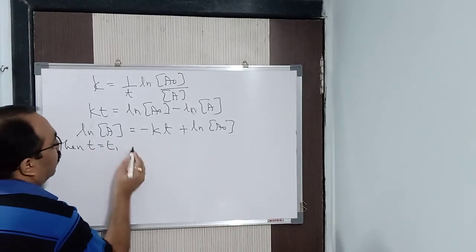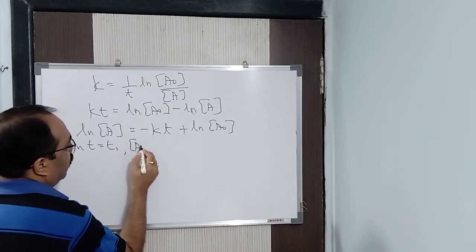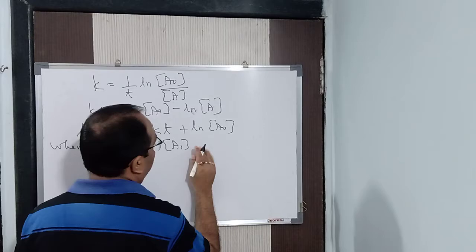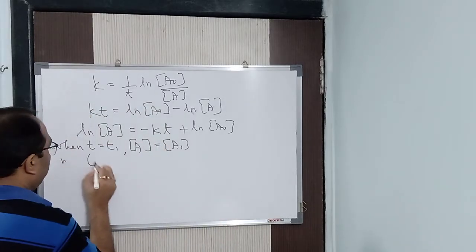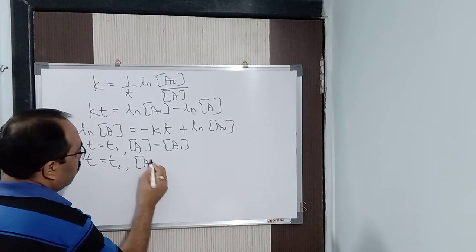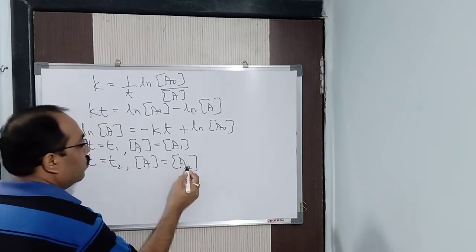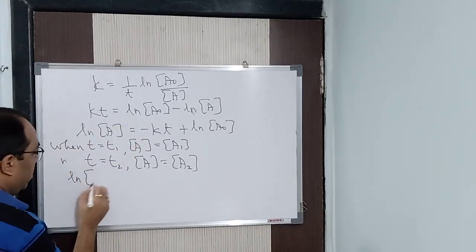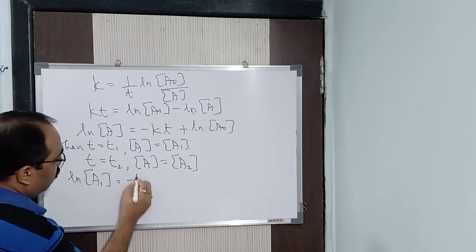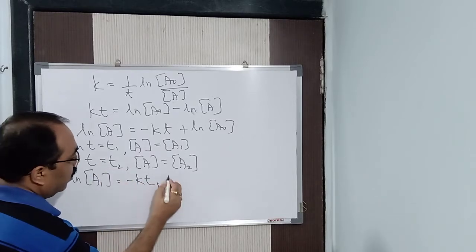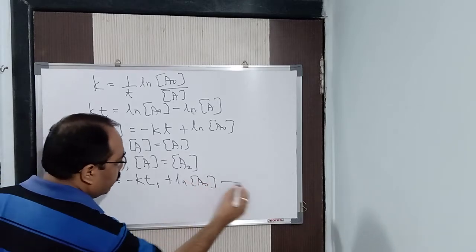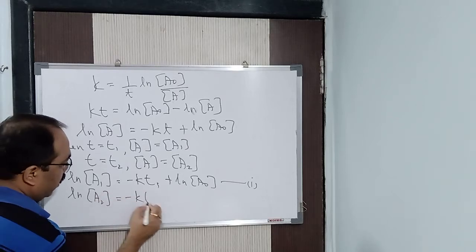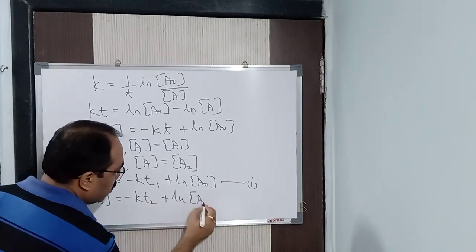T is equal to T1, then A is equal to A1. Alright? Similarly, when T is equal to T2, A is equal to what? That is nothing but A2. This you have to remember, and we have to put it here in the equation. So ln A1 is equal to minus K T1 plus ln A naught. Initial concentration is same. Let us say equation number 1. Then ln A2 is equal to minus K T2 plus ln concentration of A naught.